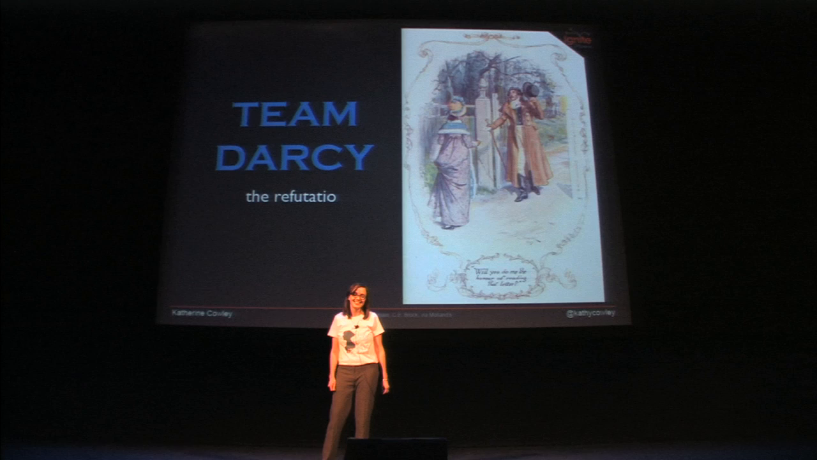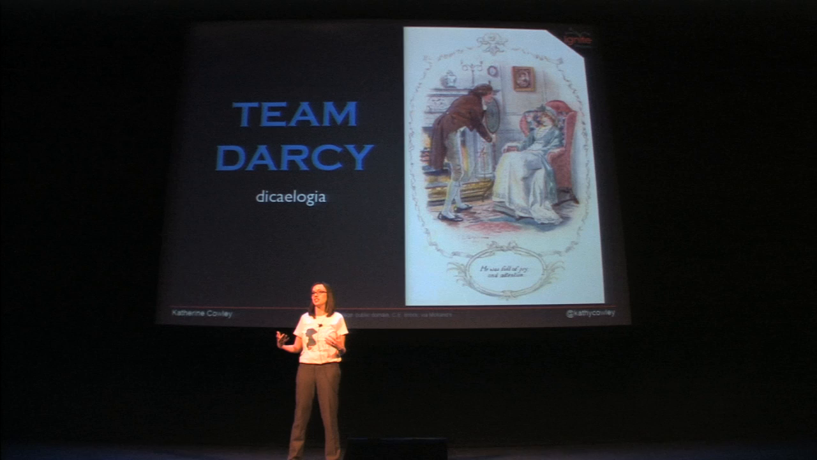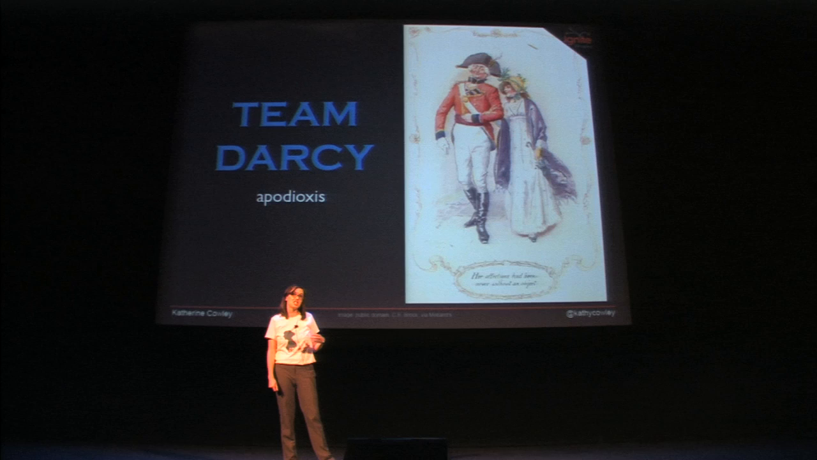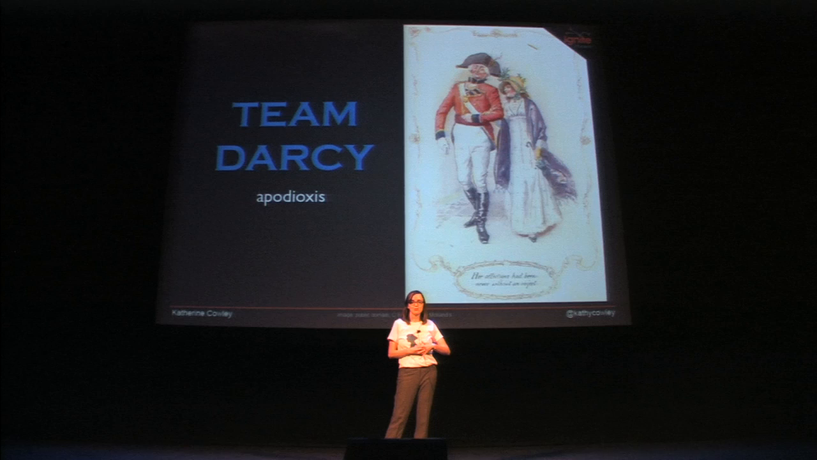In this letter, he uses two rhetorical moves. First, a dikaioloia. Basically, that means he admits that he is guilty as charged, but justifies his actions as necessary. Basically, Darcy did split up Jane and Bingley, and now has to paint himself in a positive light. Next, Darcy uses an apodeoxis, which is a chasing away of concerns. He rejects Elizabeth's claims about Mr. Wickham and tells the whole true story. Pro tip, use juicy details.